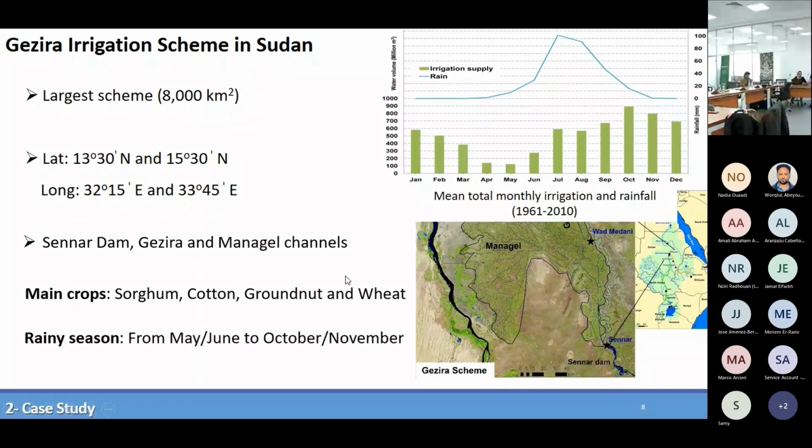Just to give an idea, the rainy season for the summer crops runs from May-June to October-November. And as you can see, there is a significant amount of rainfall within the area.